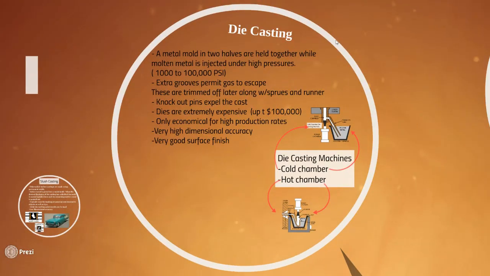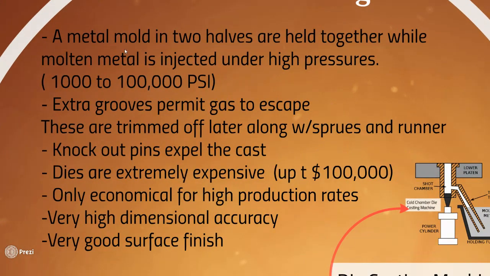Our next casting process is called die casting. Die casting is another permanent mold process. And what occurs in die casting is you have a mold with two halves. Typically, the mold is made up of some type of very, very strong and hard metal. And the reason why these molds need to be so strong is because they're injected under extremely high pressures, from 1,000 to 100,000 pounds per square inch.